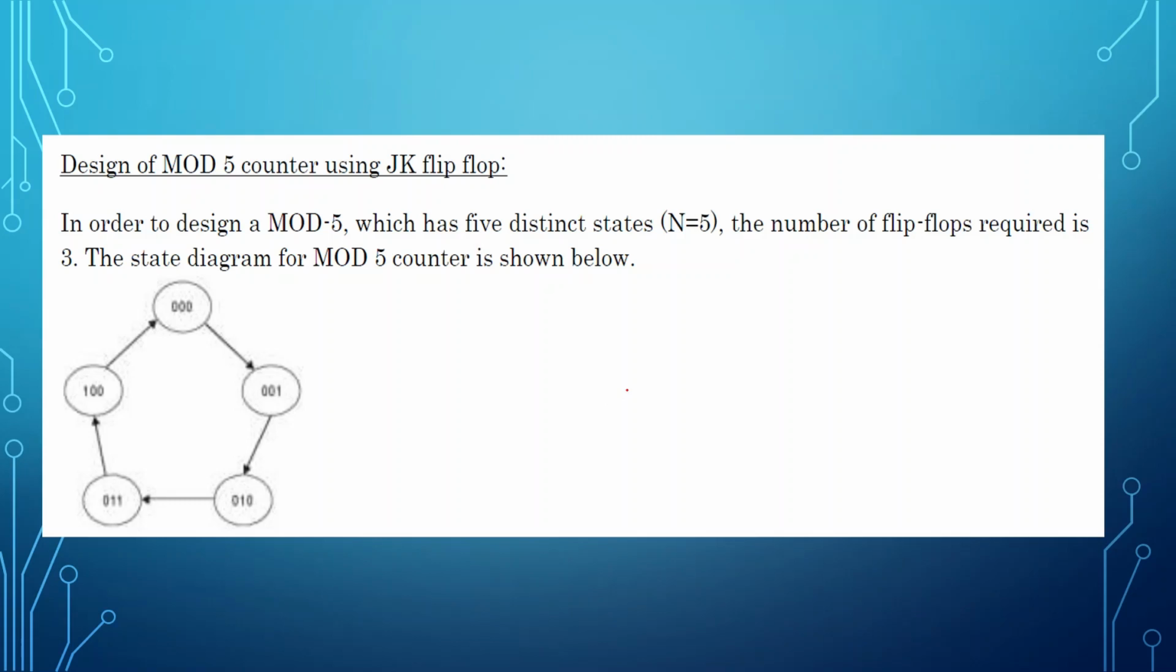So the question says you need to design a mod n counter where n is less than 8. So what we did was, we took n equal to 5. Let us take n equal to 5. So I am going to design a mod 5 counter. My mod 5 counter means it will be counting 0, 1, 2, 3 and 4. After 4, it will again be 0, 1, 2, 3, 4, and it is going to repeat.